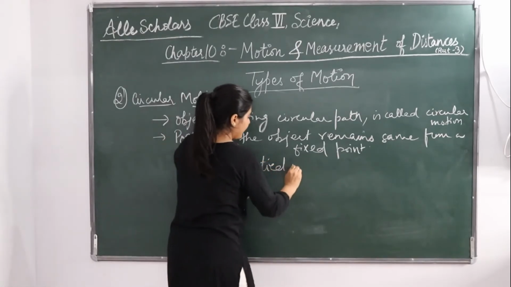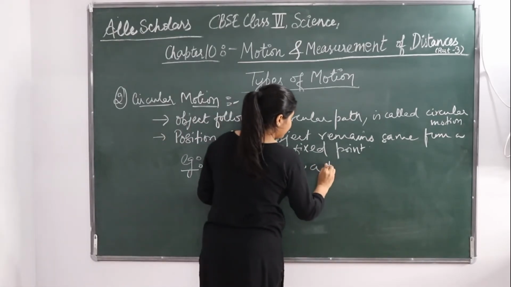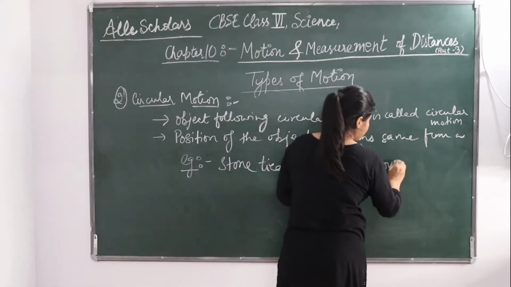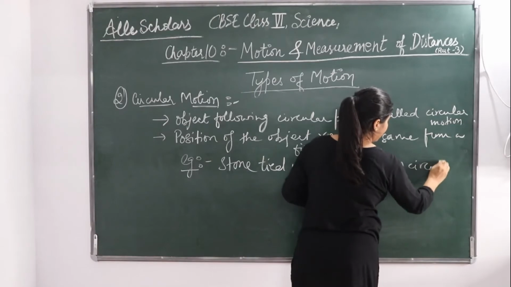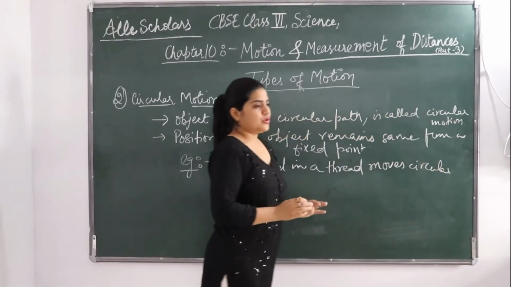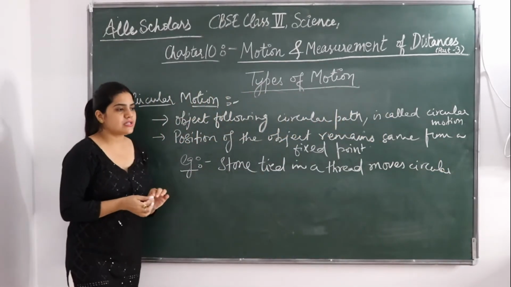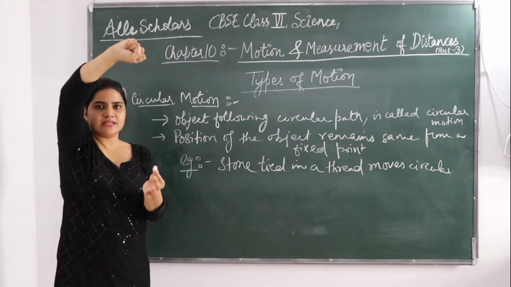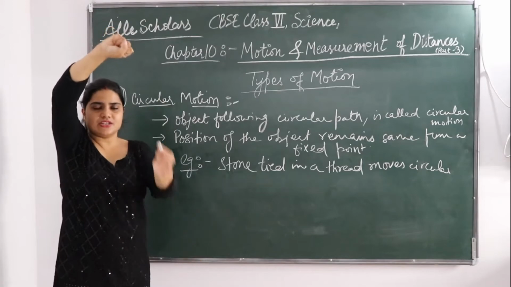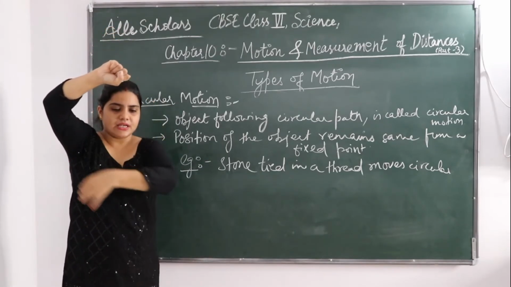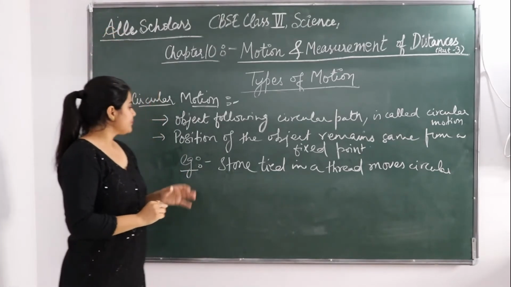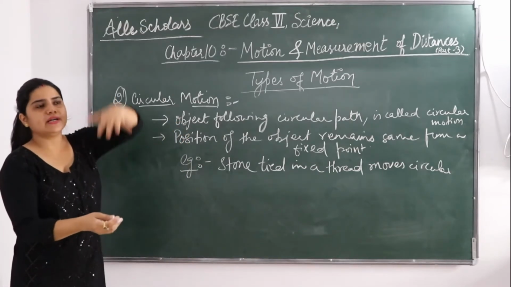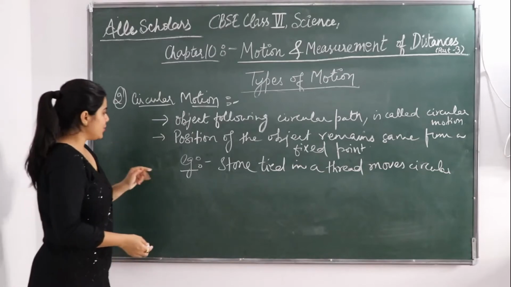So a stone tied in a thread moves in a circle. Okay, that's circular motion. In this motion, the distance of this stone from your hand remains the same. Its distance is not changing, it is just giving a circular motion. Okay, so it is fulfilling both the conditions. It is giving circular motion and its distance is also not changing.